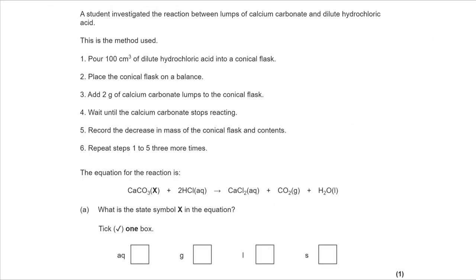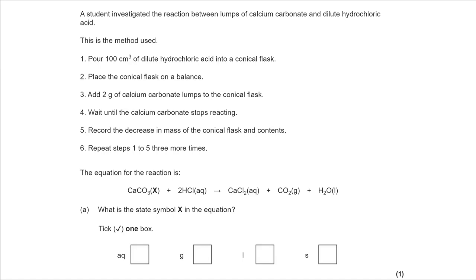So you've been given a method here. A student investigated the reaction between lumps of calcium carbonate and dilute hydrochloric acid. The method: 100 cm cubed of acid in a conical flask, place it on a balance, add 2 grams of calcium carbonate lumps to the conical flask, wait until it stops reacting, record the decrease in mass, repeat those steps 3 more times. We're given an equation, and then you notice that there is a state symbol missing.